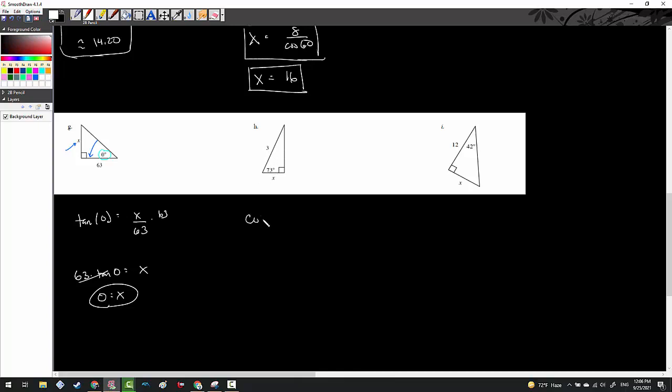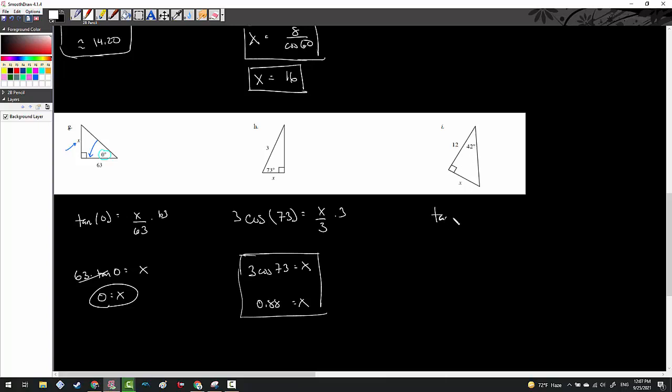And in the next example here, we've got an angle adjacent and a hypotenuse. I'm dealing with cosine of 73 is equal to adjacent over hypotenuse. So multiply both sides by 3. So 3 cosine of 73 equals x. That's my calculator ready form. And x is going to equal 0.88. Calculator ready and calculated.